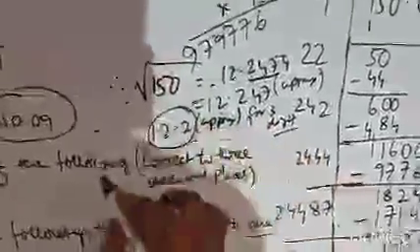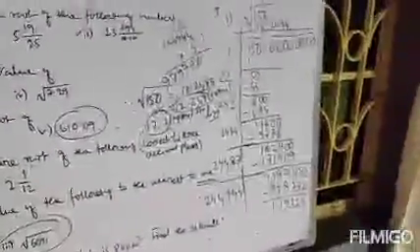This is for one decimal place and this is for three decimal places. Clear? Here one decimal place is asked, so your answer will be 12.2. Now the next question. Just do it in your homework with this method. Do it in your copy.